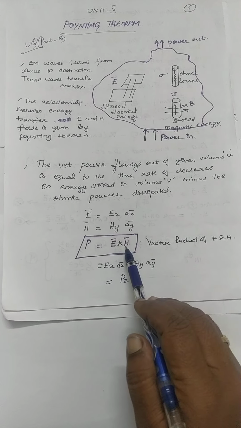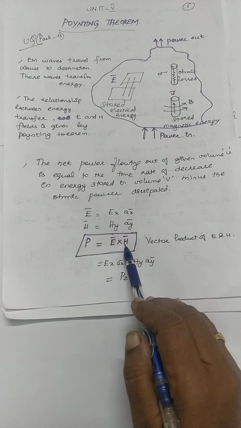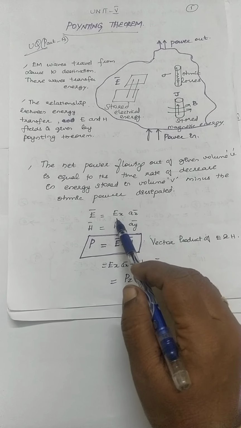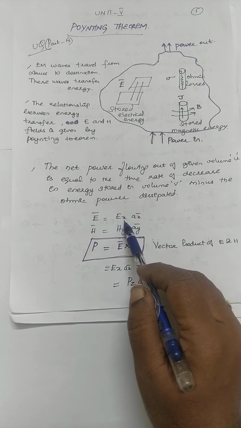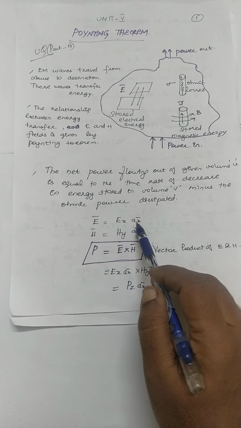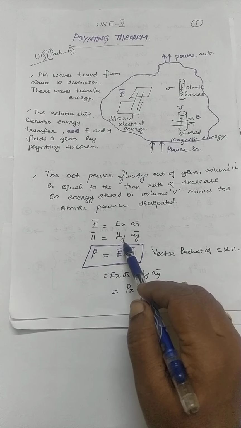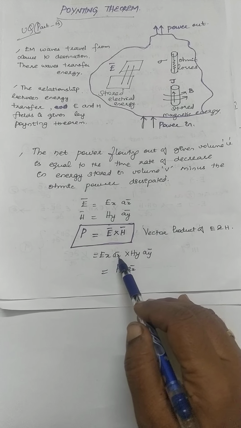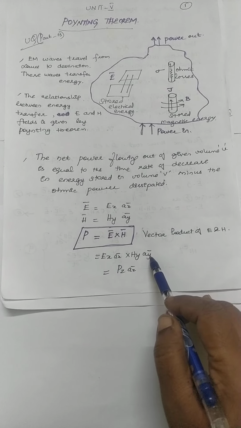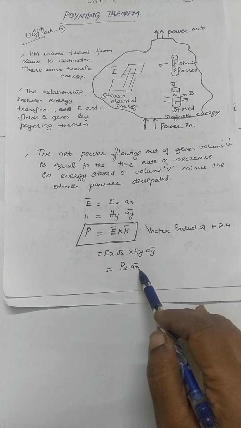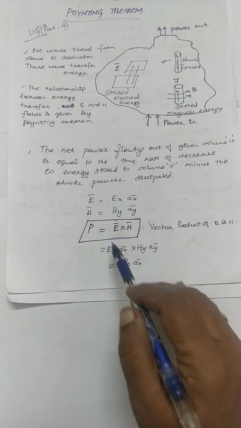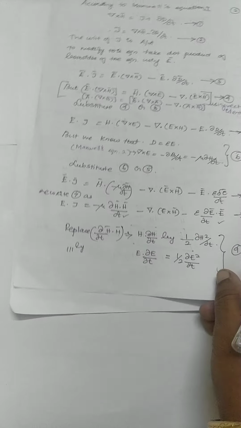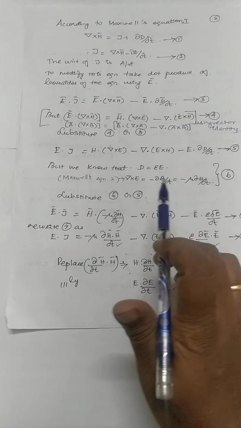P is equal to E cross H is the definition of the Poynting vector. The electric field intensity E is defined along the x direction, so Ex of Ax vector, and the magnetic field is defined along the y direction, so Hy of Ay vector. The cross product of Ex Ax vector with Hy Ay vector results in Pz of Az vector, which means the power is flowing along the z direction. That is the meaning of the Poynting vector, or the electromagnetic wave along the z direction.